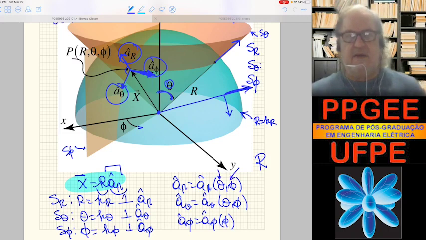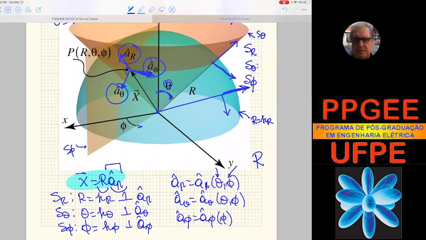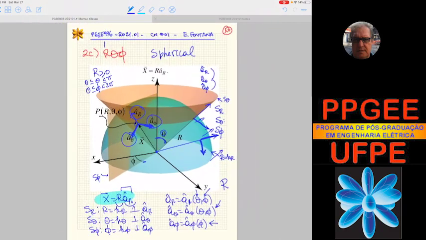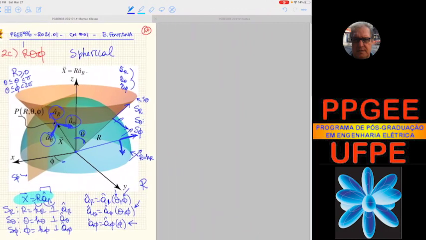Same thing for A theta. A theta here points here, and A theta there points there. It changes with phi, and also changes with theta. So it's a function of two variables. On the other hand, A phi doesn't change, okay? If I change theta, it's always the same. A phi depends only on phi, as we showed in the cylindrical system.